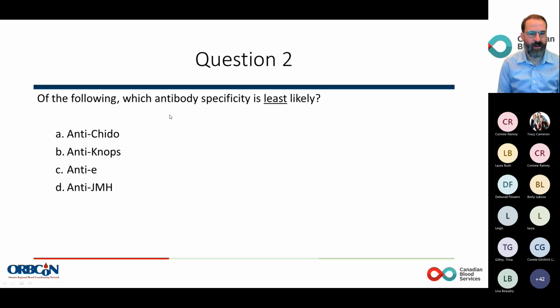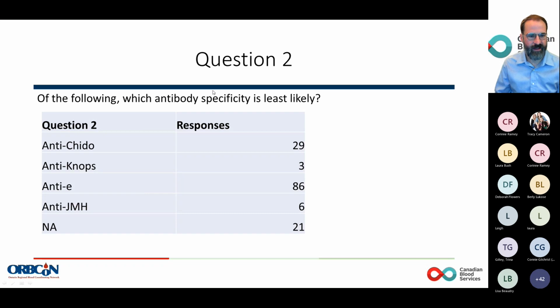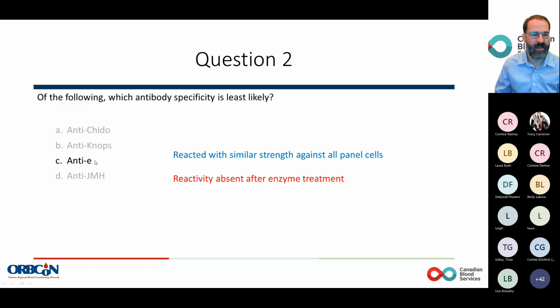So question 2, which antibody specificity is least likely? The options are anti-Chido, anti-Knops, anti-little e, or anti-JMH. Most people answered anti-little e. A few people thought anti-Chido might be the best answer. It's one of these annoying questions where it's the least likely, so I'm not sure if that explains some of those answers. A few people thought anti-Knops or anti-JMH were the possibilities. Most people got the right answer here, which is anti-little e.